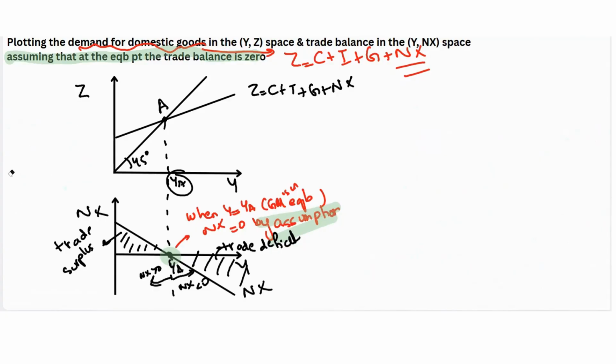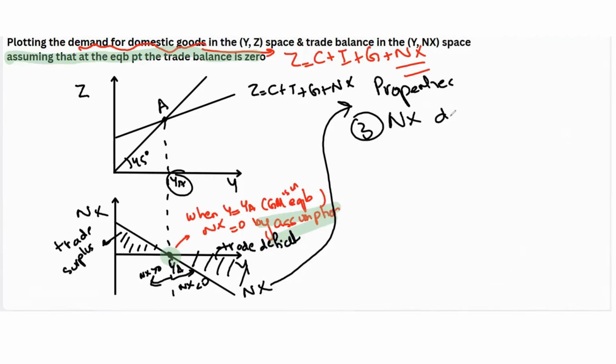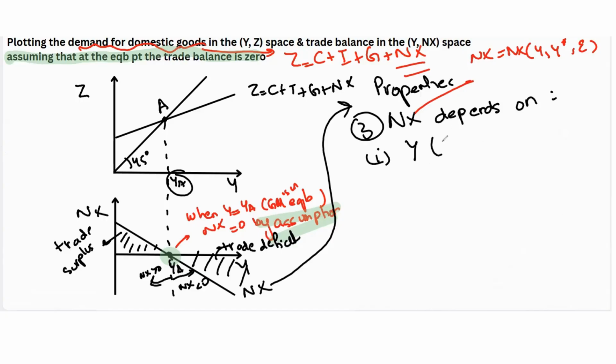Right, so we were looking at these properties, and let's look at the last one, number 3. Let's discuss what net exports depend on. If you recall, net exports are a function of y, y star, and the real exchange rate. Number 1, it depends upon y. But we just discussed that given y increases, imports go up and net exports go down.